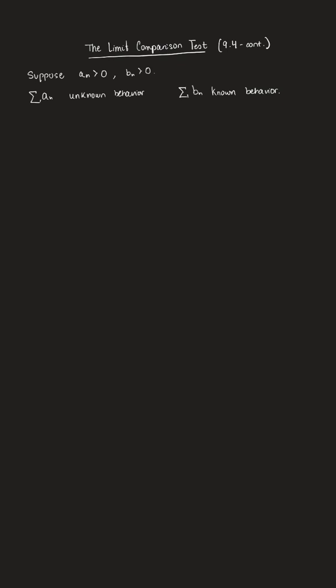And so let's think about the different scenarios we might have. One, what we do is we form the limit, we take the limit as n approaches infinity of the ratio of the nth term of the unknown series to the nth term of the known series. And if this limit gives us a finite numerical value that's positive, then the two series behave in the same way. So they will either both converge or both diverge.